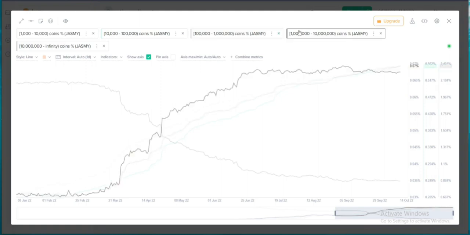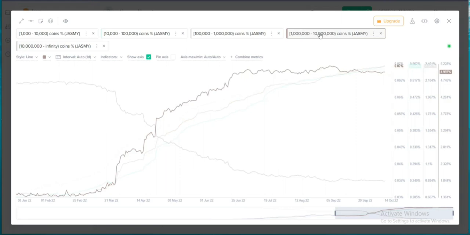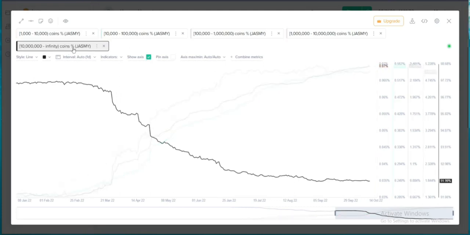So, this project is really, really new. From what you can see right here, this group, which has got 1 million to 10 million Jasmy tokens, they only constitute, wait a second, it's not showing. Let me show the axis right here. Yeah, they only own 5% of the circulating supply right here. And then this group right here, which has got 10 million to infinity Jasmy tokens, they own up to, wait a second, let me show the axis as well. They own up to 92% of the circulating supply. So you can really see that the project is really new.